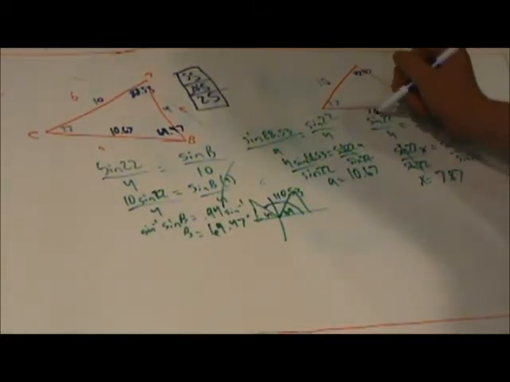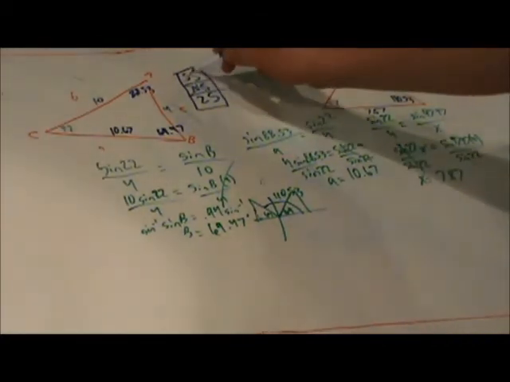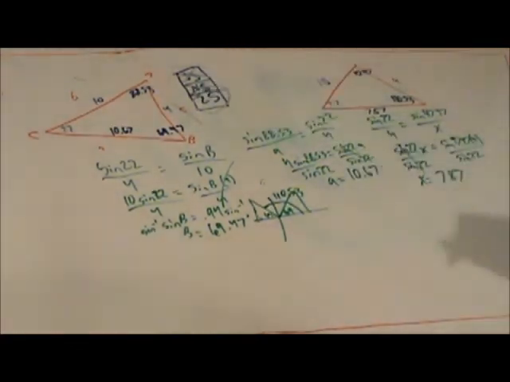We can fill that in here, 7.87. And now we know that this is also a valid triangle, so this is not a single solution and is a two-solution ambiguous case. That is how you solve for ambiguous case law of sines.